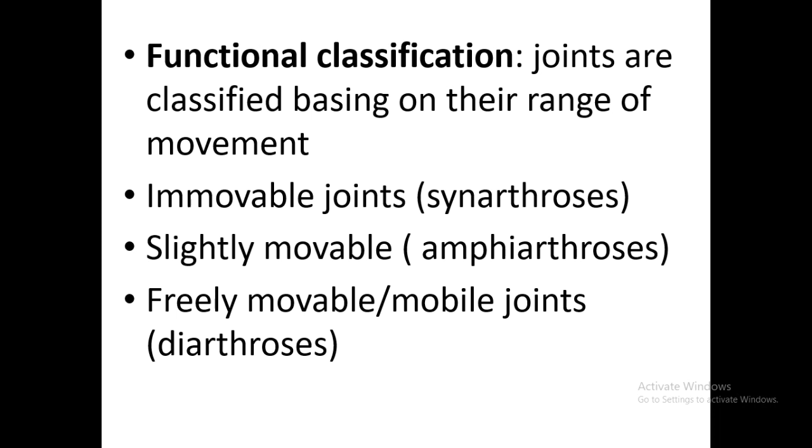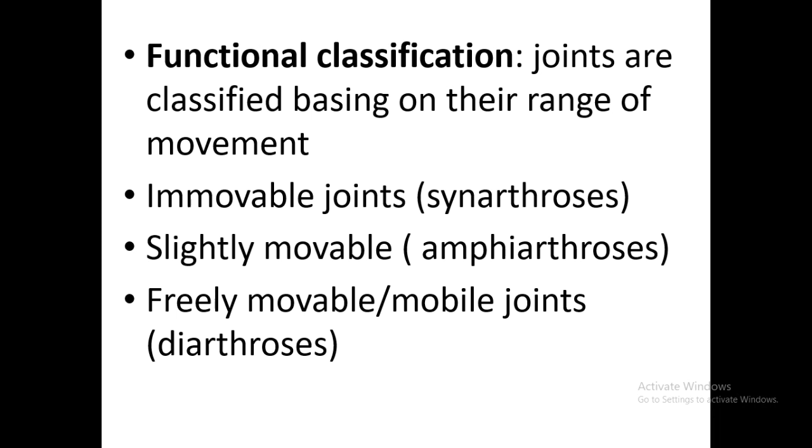Functional classification: joints are classified based on their range of movement. Immovable joints, another name to mean immovable joints is called synarthrosis. Synarthrosis. Looking at another one, slightly movable. Slightly movable are called amphiarthrosis. Then the freely movable or mobile joints are called diarthrosis.